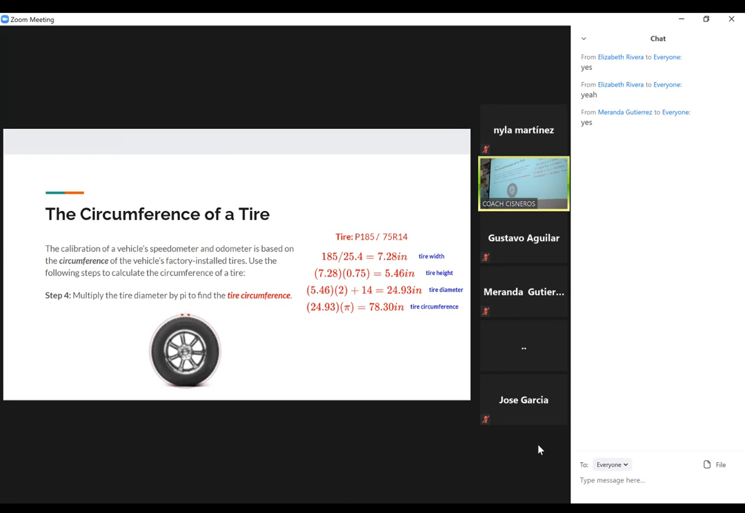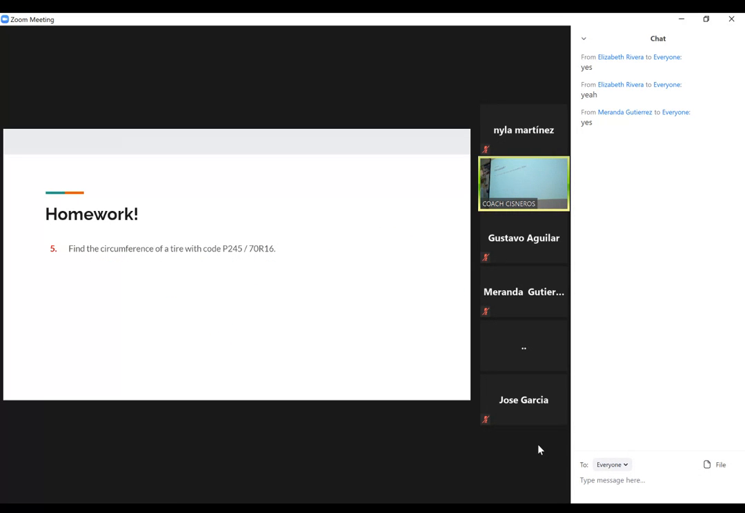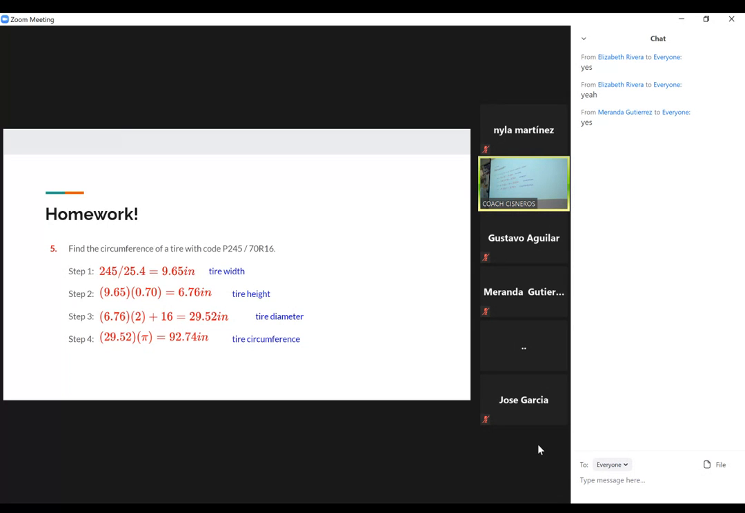Now I know the circumference of the tire is 78.30 inches. Okay, that's important in a little bit because every time your tire rotates, it's 78.30 inches. Every single time it covers that much ground. And if we know the circumference of the tire that we're changing to, then we can calculate how fast we're actually going, how far we're actually going.